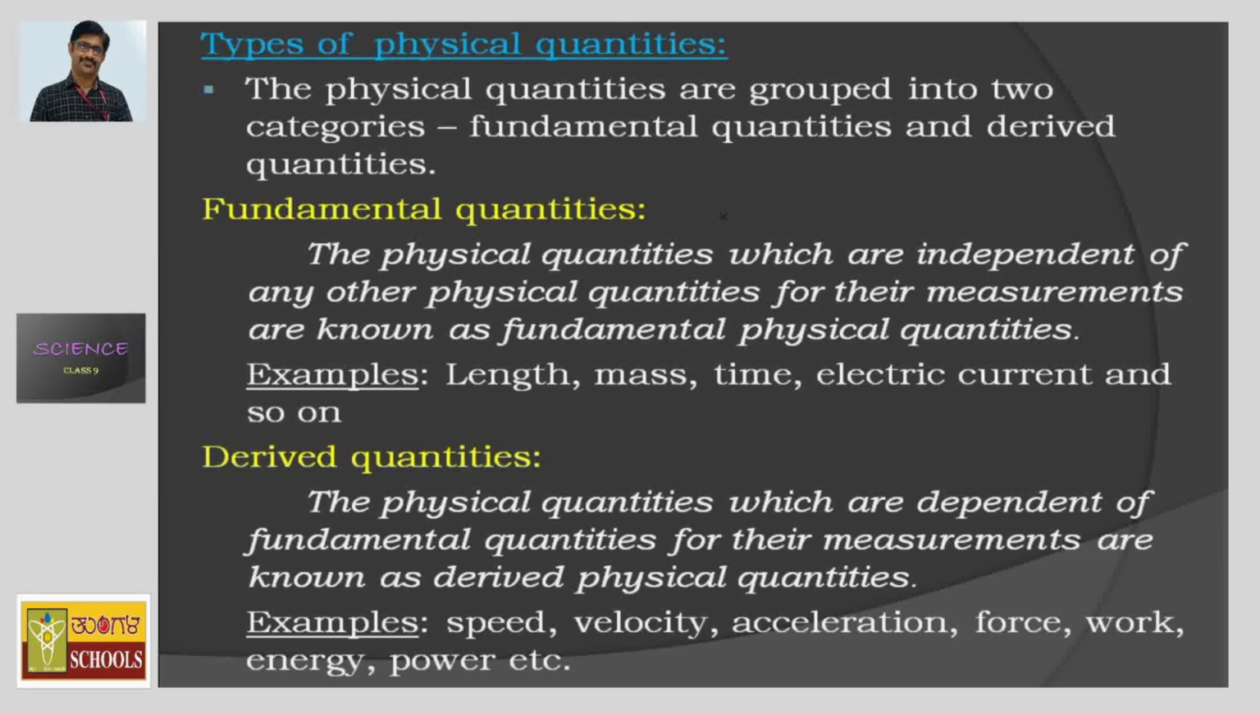Let's bring some examples here. Length. If you take length, it is independent, so you cannot derive anything from length. Length is a fundamental quantity. Similarly, mass is also, and time, electric current, and so on. These are all fundamental physical quantities. Remember, there are seven fundamental physical quantities. Those things we are going to study in a later part of the topic.